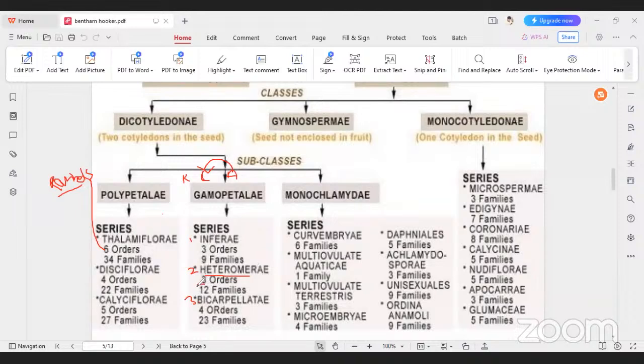And next third series, Bicarpellatae. The name itself is given from bicarpels, so the number of carpels is two. The flowers hypogynous, carpels two fused, ovary superior, and it is divided into four orders. The four orders and 23 families. The first order is Gentianales, which has six families.